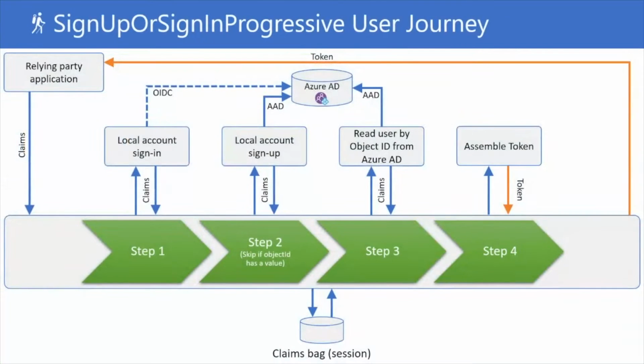Okay, so let's look at the user journey and the custom policy that we have so far. Currently, our sign up or sign in progressive user journey is made up of 4 steps. The local account sign in is a special hybrid step that shows the combined sign up and sign in UI. If the user opts to sign in, the technical profile in this step uses a validation technical profile to call the login non-interactive OpenID Connect profile, which we saw, and this makes an OpenID Connect call to the endpoint provided by our B2C tenant's Azure AD instance.